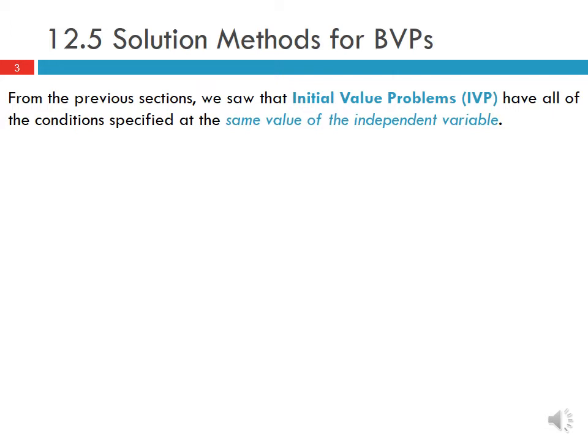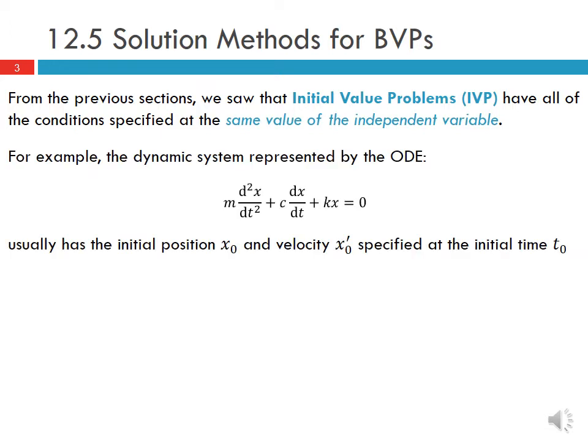From the previous sections, we saw that initial value problems have all of the conditions specified at the same value of the independent variable. For example, the dynamic system represented by the ordinary differential equation m d2x/dt squared plus c dx/dt plus kx equals 0 usually has the initial position x0 and velocity x prime of 0 specified at the initial time t0. The important thing is that both of these are specified at the same value of the independent variable, t0.